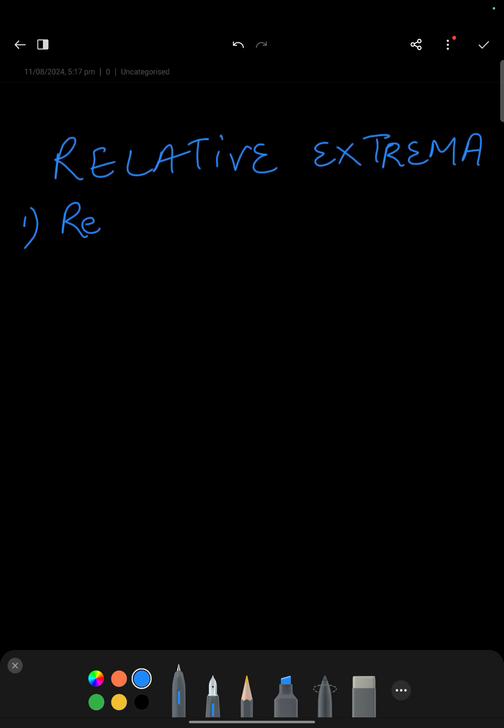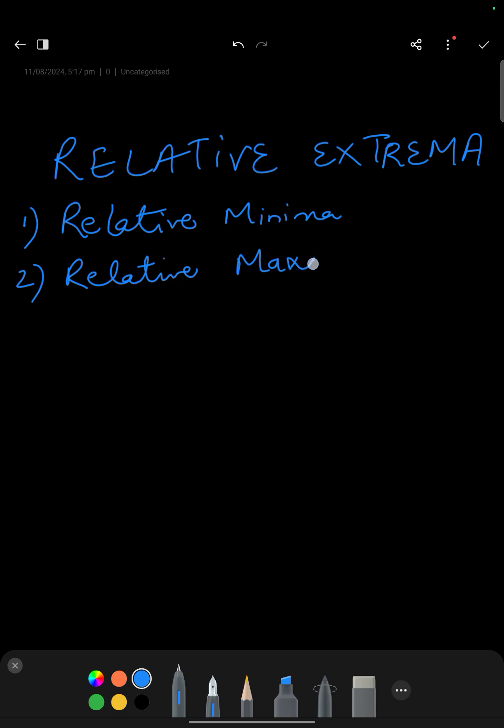As we all know, relative extrema has two conditions. First is relative minima, and second is relative maxima. These are the two points when we use calculus. So let us see the relative minima first.